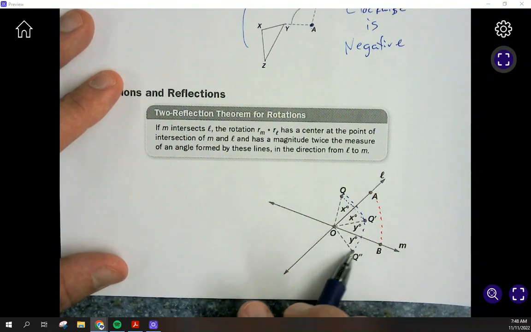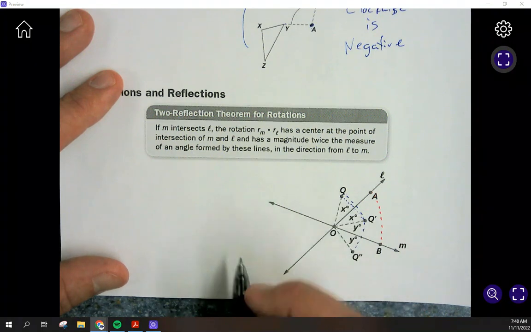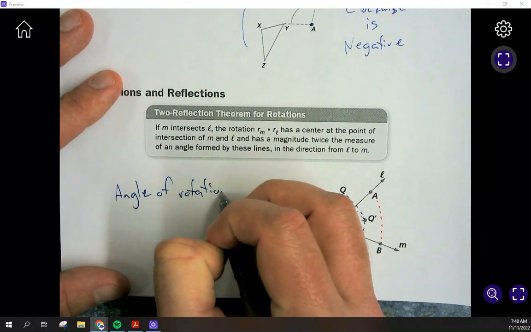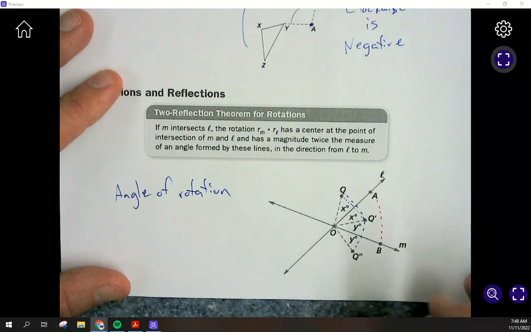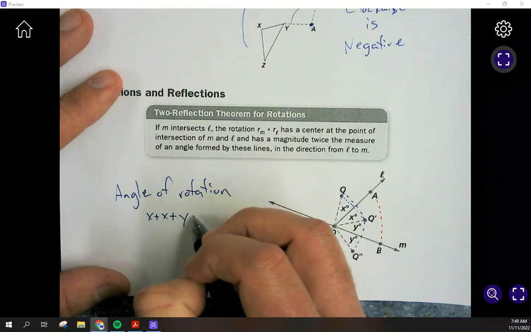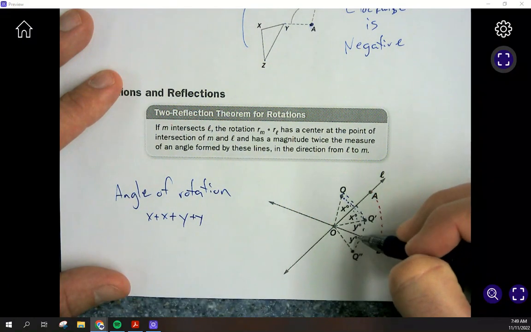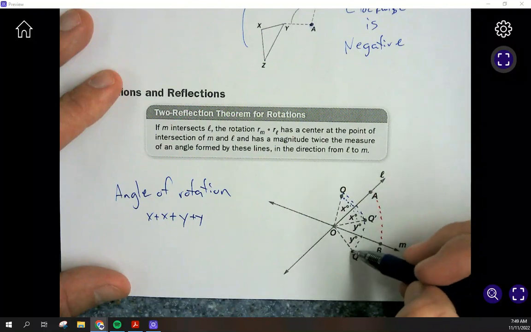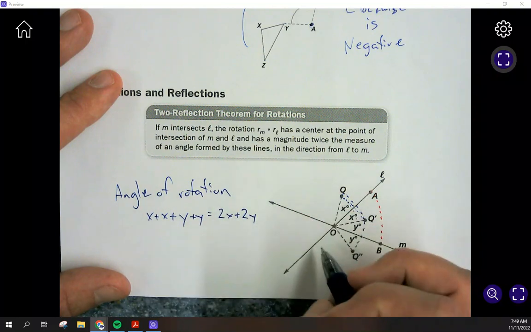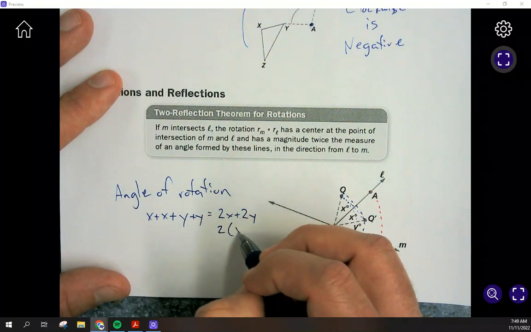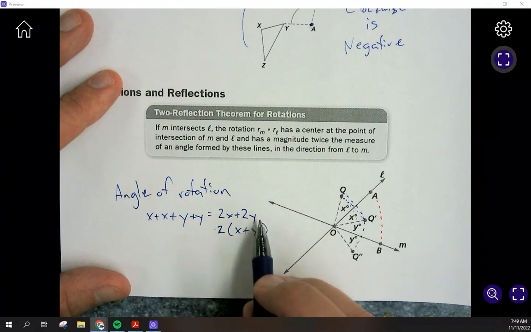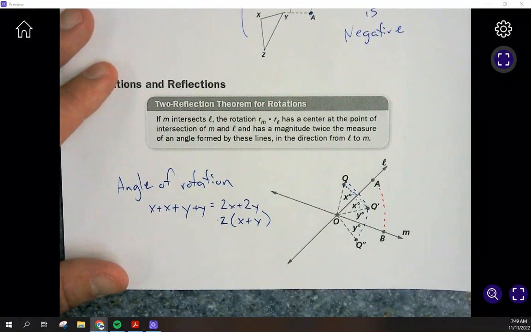And so my total angle of rotation for my two reflections is x plus x plus y plus y. That's the whole rotation from the original to the second image. So we can simplify that as 2x plus 2y, which we talked about in the last one. We can rewrite that as 2 times x plus y, because if I redistribute, I'm going to get 2x plus 2y. So that's the total angle of rotation here.